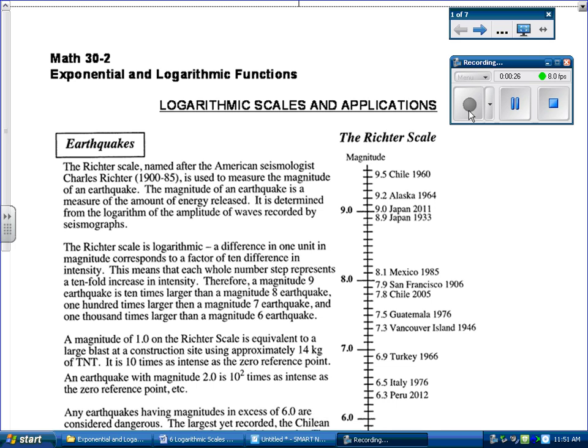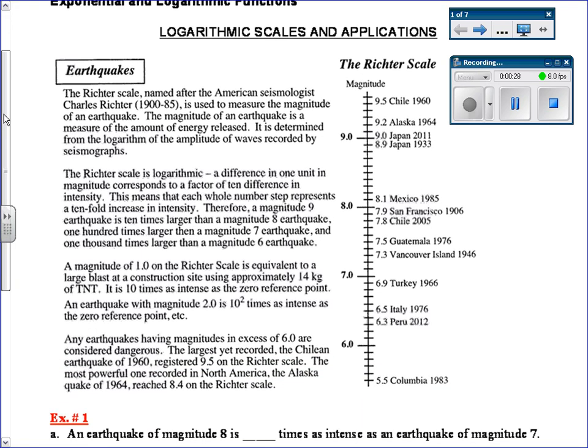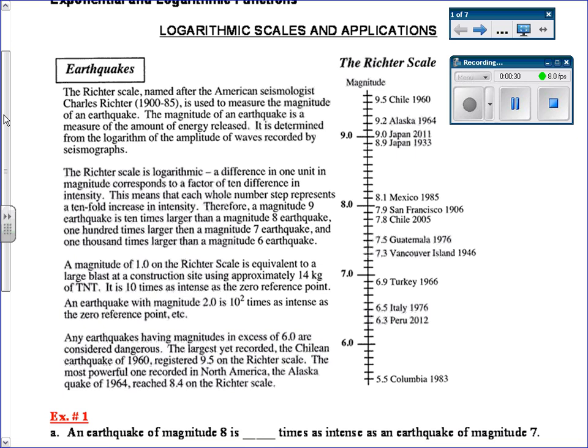And this is just a little history of the Richter scale. It's named after an American seismologist named Charles Richter, who lived from 1900 to 1985, and it's used to measure the magnitude of an earthquake. The magnitude of an earthquake is a measure of the amount of energy that is released. And we don't need to know how that is actually measured. We're just going to look at how we compare earthquake magnitudes.